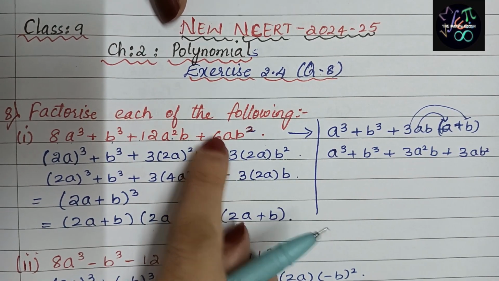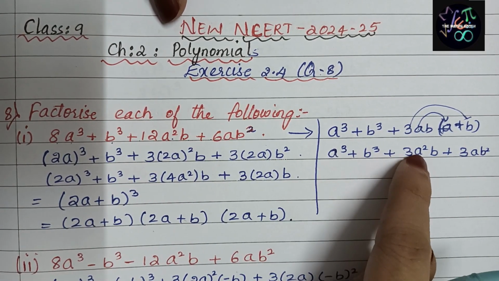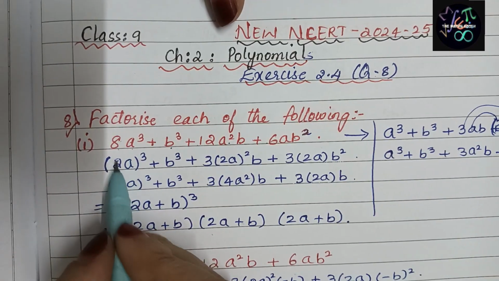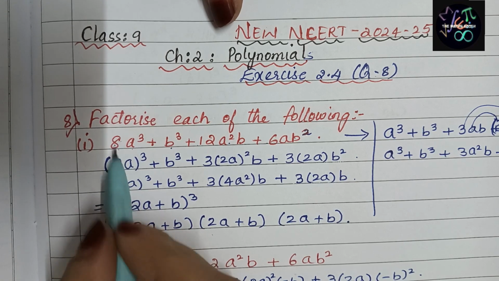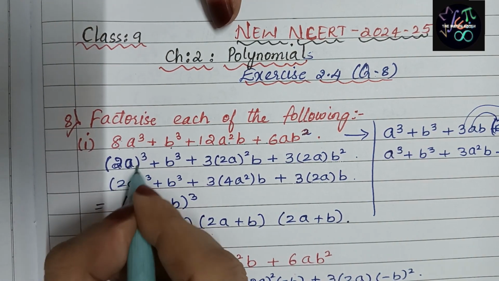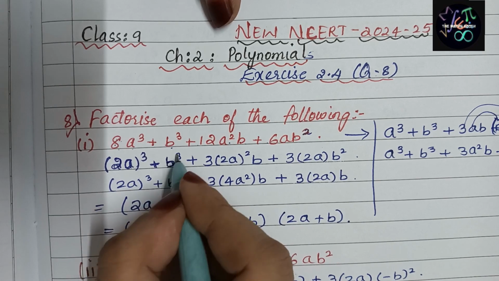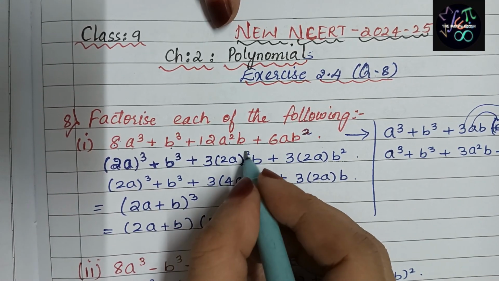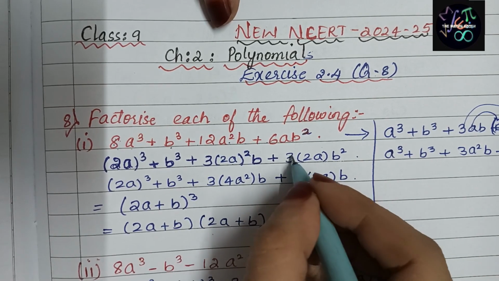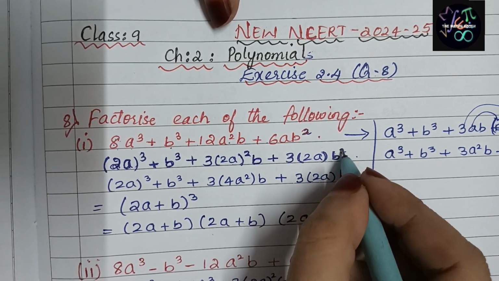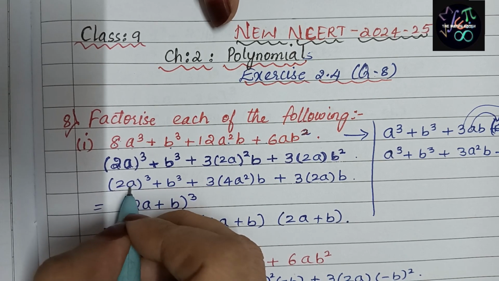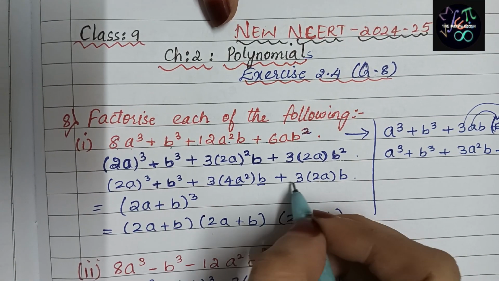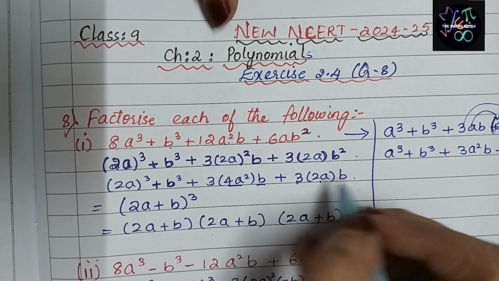Let us compare the given equation with this formula. A cube, b cube, plus 3a square b plus 3ab square. Okay, a cube. So I have written how it becomes a cube. 2 cube is 8. So in place of 8 I wrote 2a cube plus b cube plus 3 formula, a place 2a square b plus 3a b square. Okay, now see, 2a cube plus b cube, 3a square b plus 3a b square.